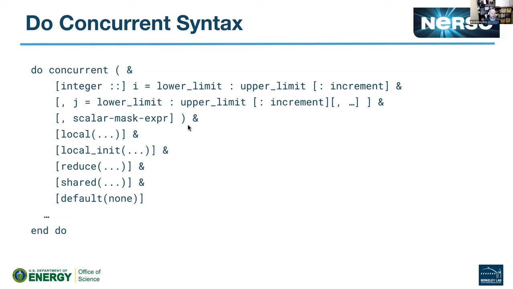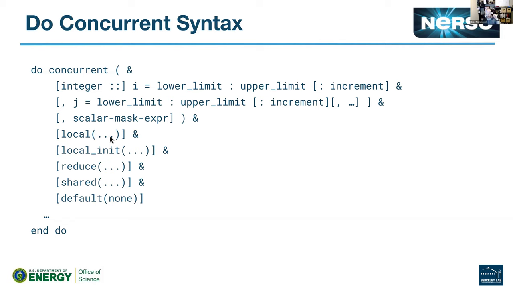Then after the parentheses, there are a couple of extra clauses that you can stick on to affect behavior of different variables that are used inside the loop. The default none says that there is no default behavior for a variable. I make an analogy to implicit none: default none says that every variable that you're going to reference inside of this loop better have appeared in one of these clauses.